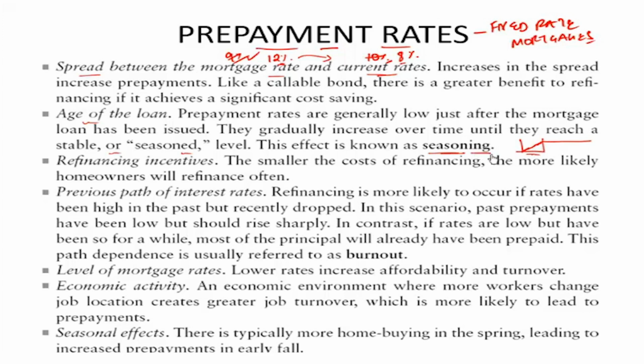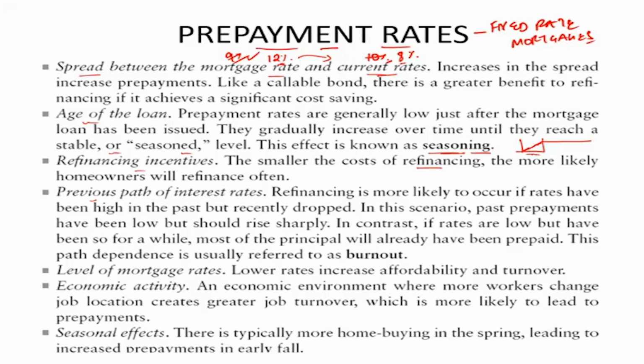We'll see this in the coming slide. So it's low in the beginning, keeps increasing up to a point, after which it becomes constant. That is the speed of prepayment vis-a-vis the age of the loan. If the cost of refinancing is low, then people will likely refinance as there's no penalty or there is no extra percentage that they have to pay on refinancing. The previous path of interest rates also has an impact.